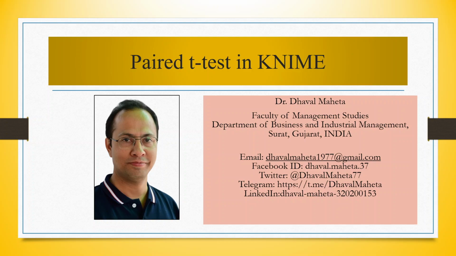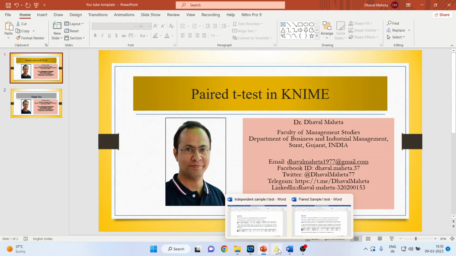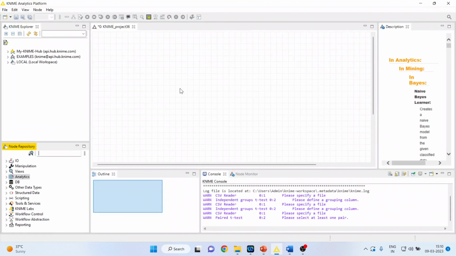This is Dr. Dhaval Maheta, and today we will understand how to run a paired t-test in KNIME. So for this, we will go into the KNIME Analytics Platform. I'll activate the CSV Reader node as my dataset is in CSV format.